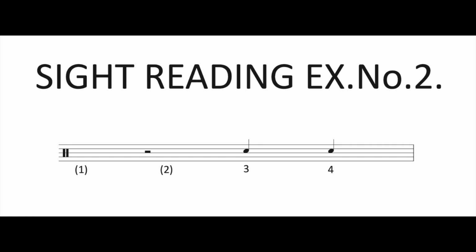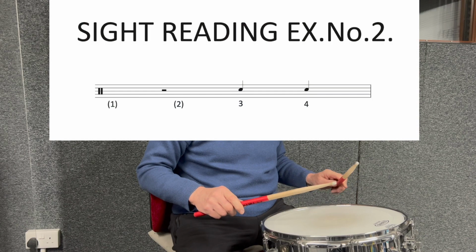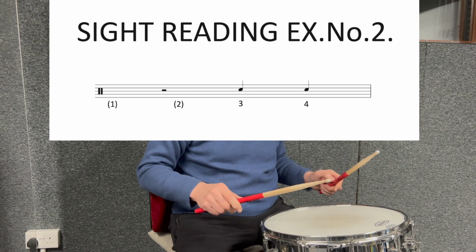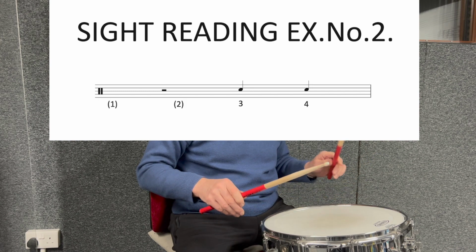Okay, here we go with exercise number 2. We count 1, 2, 3, 4, but we have a half note rest that accounts for beats 1 and 2. So although we count 1, 2, 3, 4, we only play beats 3 and 4. 1, 2, 3, 4.